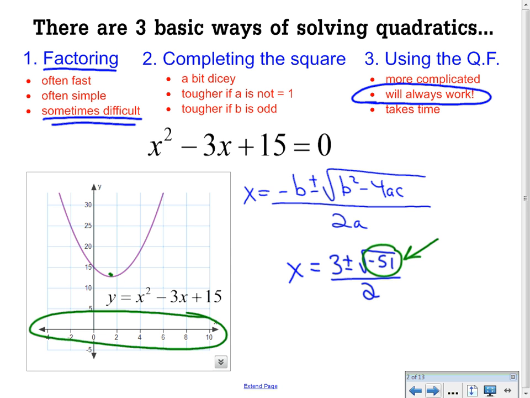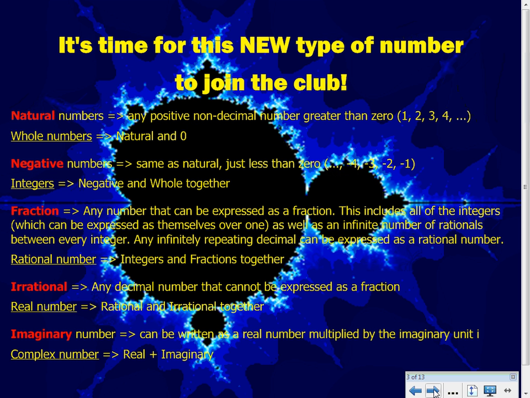The vertex is way up here in quadrant 1. What if they kept going and decided to invent a new number? Well, that didn't occur until about 500 years ago. So it's time for this new type of number to join the club. You started off with natural numbers, all right? And not only is this the history of the order that numbers were discovered or invented, it's also the history of how you learn numbers in school.